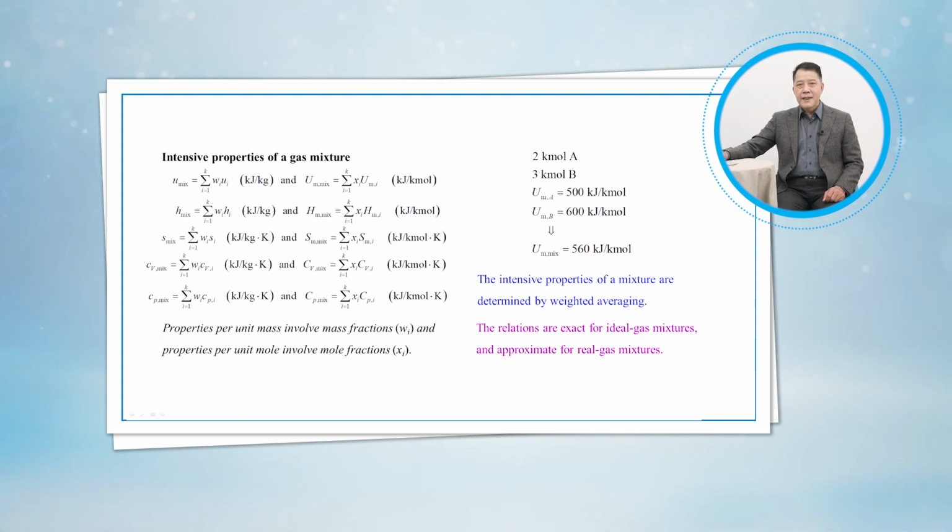Try to find the data of internal energy of the mixture. Following the relations shown here, we have the answer of 560 kilojoules per kilomole. The intensive properties of a mixture are determined by weighted averaging. The weight factor might be mass fractions or mole fractions.